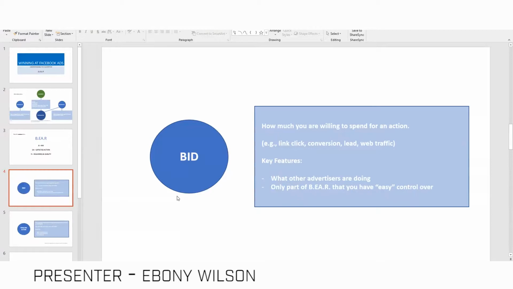So the bid is, like I was saying, how much you are willing to spend for an action, okay? So you're looking for a link click or conversion, a lead or web traffic, okay? So the key feature here is you're doing what other advertisers are doing, okay? And the bid, honestly, is the only element that you can fully and easily control.